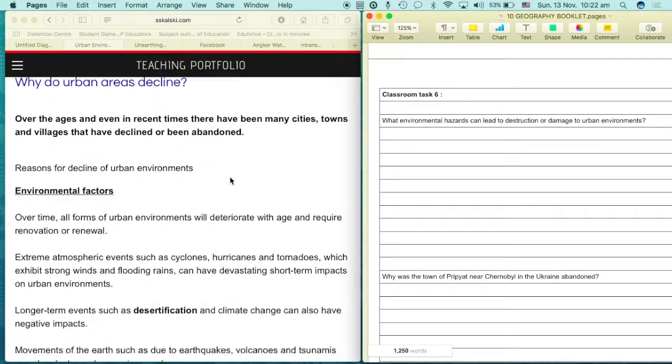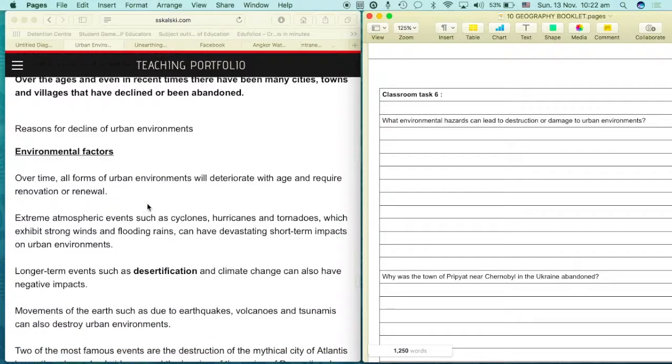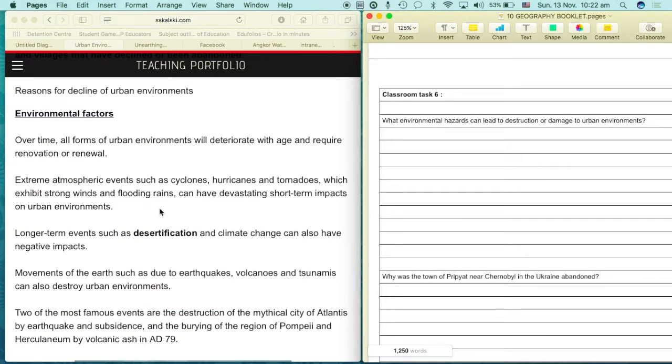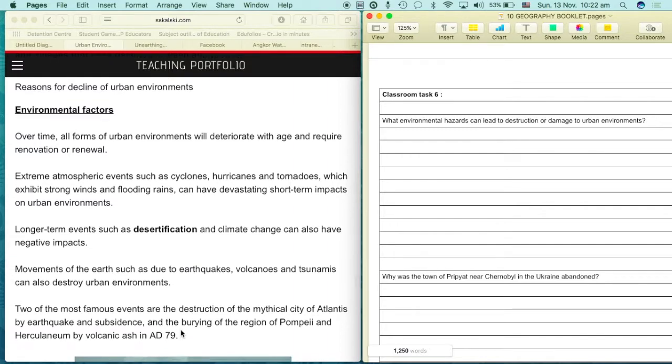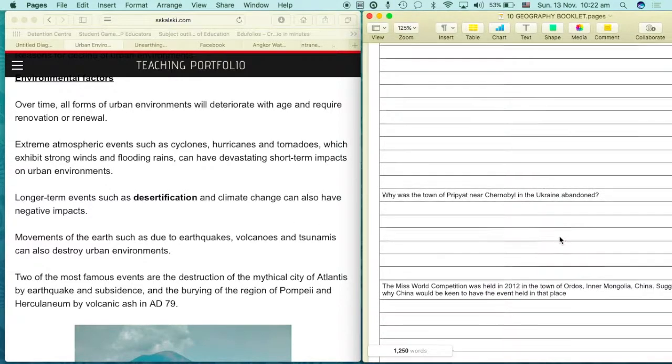So we've got that heading, the environmental factors here. So it's just a matter of having a look through some of those, putting it into your own words. We've got the extreme atmospheric events, the long-term events such as desertification and movement of the earth. So there are basically the three main points that you need to address.